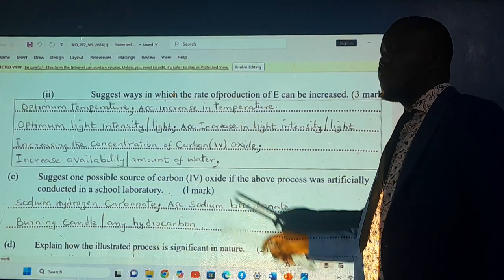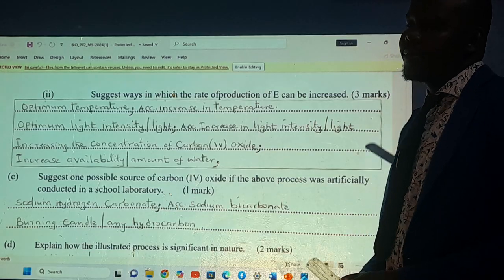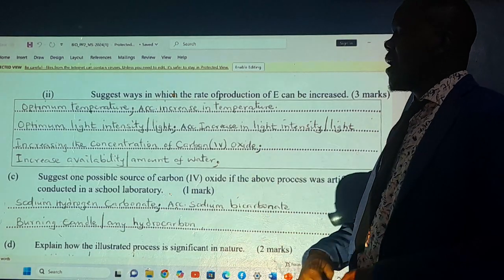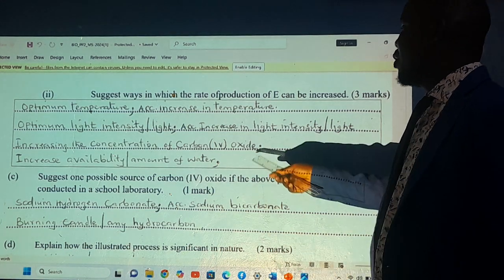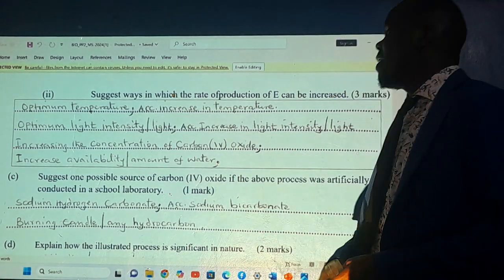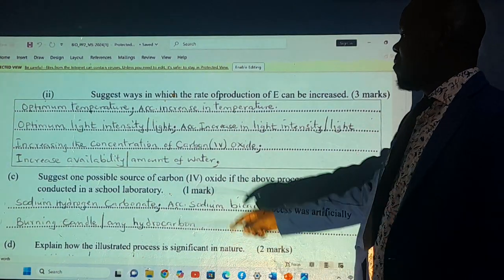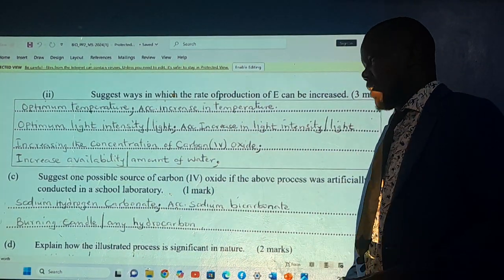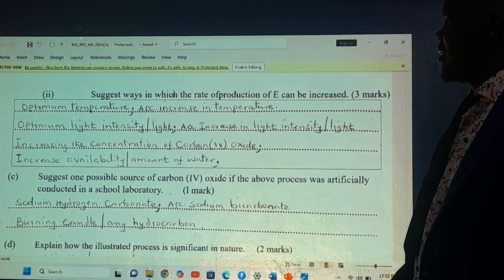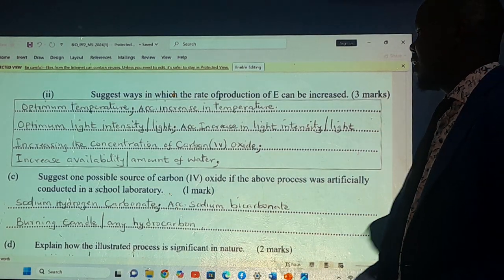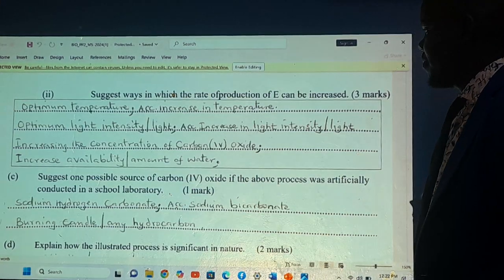How can we increase the carbon dioxide? If it was an aquatic experiment, you add sodium hydrogen carbonate to the water, which will increase the concentration of carbon dioxide. Then again, there would be increased availability or amount of water. You know the role of water: in the light stage of photosynthesis, water is split to release hydrogen atoms and oxygen gas, and the hydrogen will be used in the dark stage.